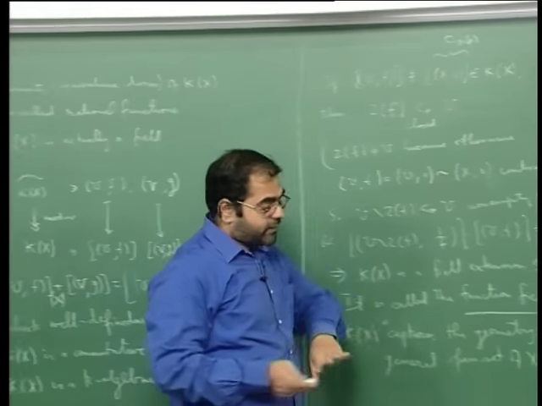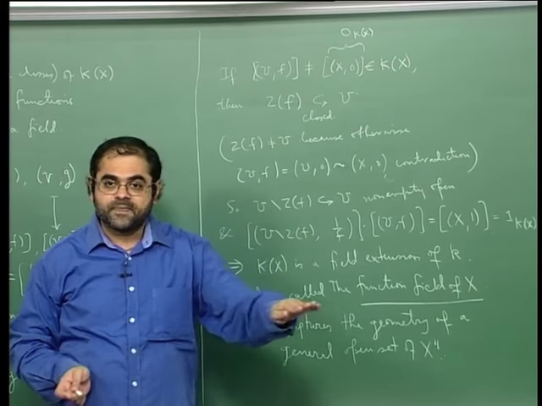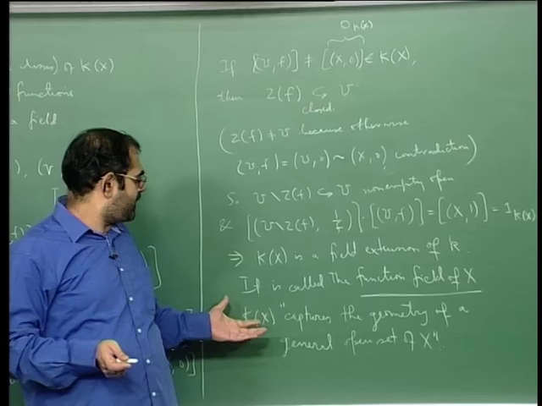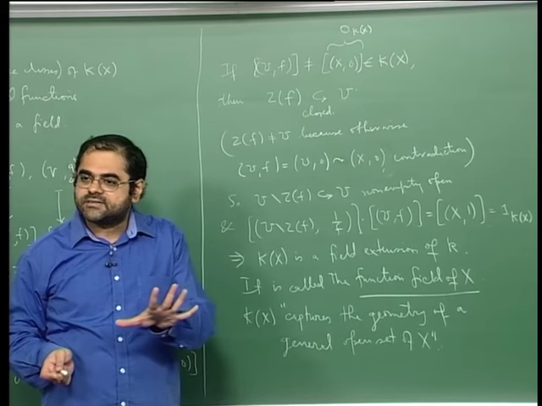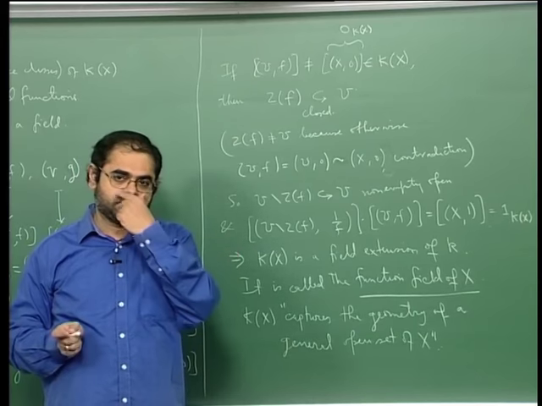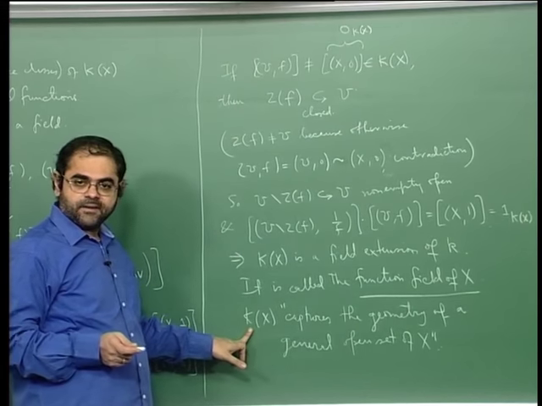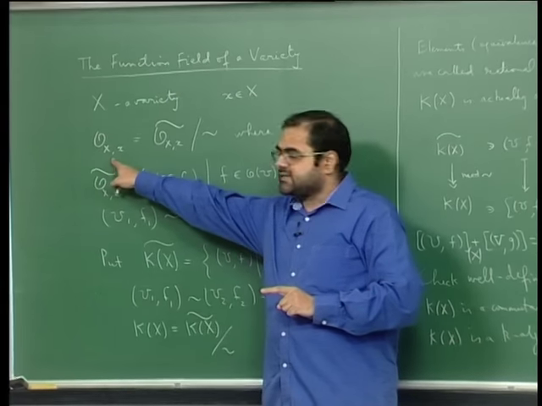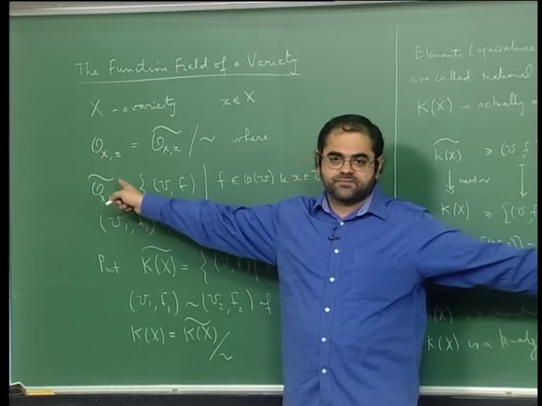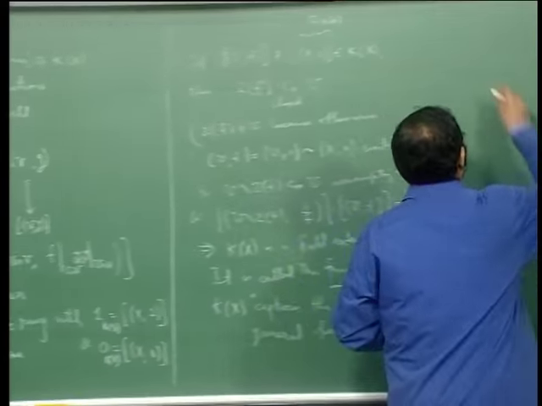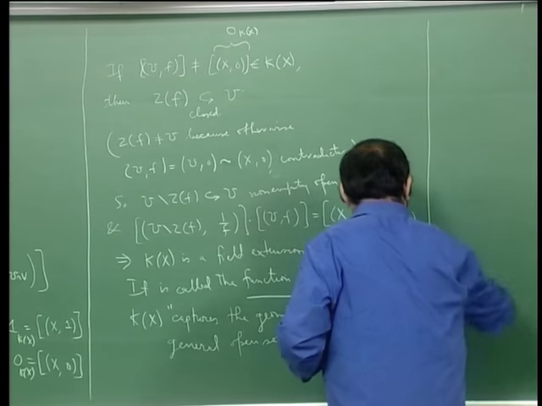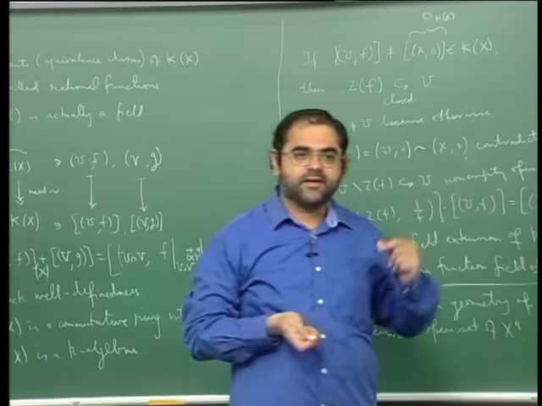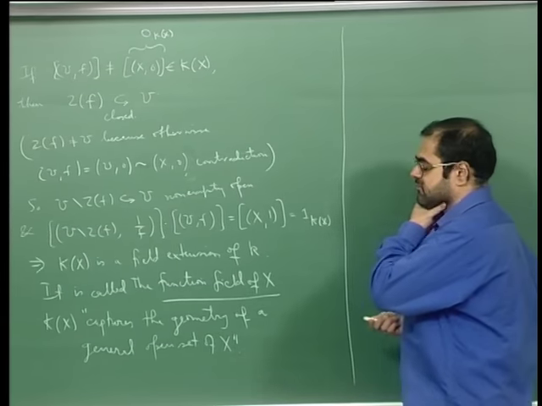Whereas if you want to know what is happening on a general open subset of x, that information is captured by kx. So if you have a geometry question about a general open subset of x, then what you have to study is this. If your question is about what's happening at a point of x, then the object you have to study is this, the local ring. So these are two extremes, and I will tell you how they are connected. We are going to see how they are connected. Of course, everything is done by commutative algebra.